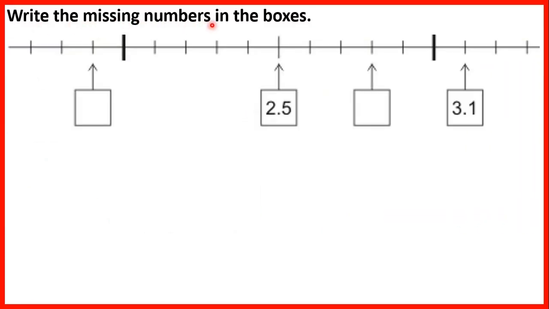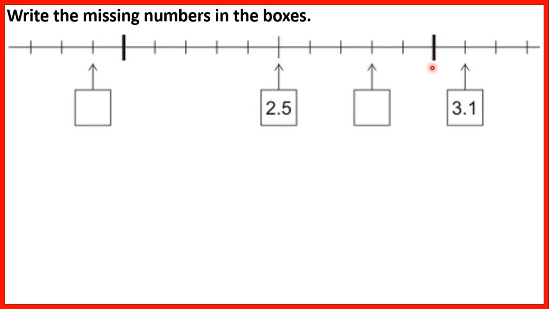Write the missing numbers in the boxes. So we can see that we have a number line for decimals. And because to get from one of these thick lines to the next, we have 10 lines, that means each of these little lines in between must be tenths. So because we have 2.5 here, that means the whole number here must be 2, and the whole number here must be 3.